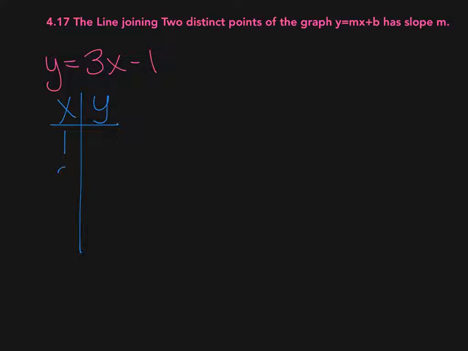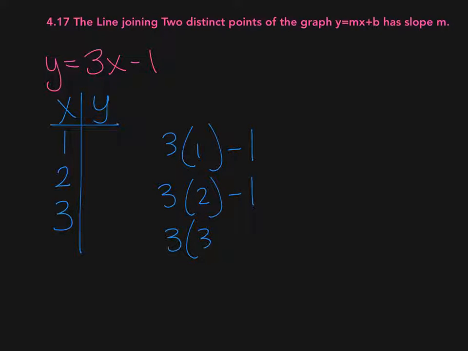So I'm just going to go with 1, 2, and 3. So 3 times 1 minus 1, 3 times 2 minus 1, and 3 times 3 minus 1. So I'm using my equation up here, and instead of writing x, I'm writing the value that I have here on my left side. So 3 times 1 is 3, minus 1 is 2. 3 times 2 is 6, minus 1 is 5. And then 3 times 3 is 9, minus 1 is 8.